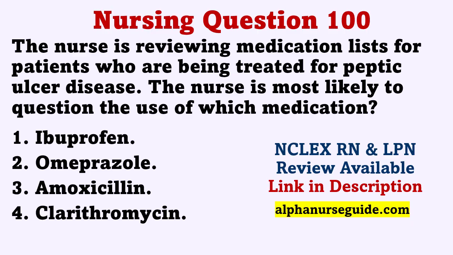The nurse is reviewing medication lists for patients who are being treated for peptic ulcer disease. The nurse is most likely to question the use of which medication? 1. Ibuprofen. 2. Omeprazole. 3. Amoxicillin. 4. Clarithromycin.